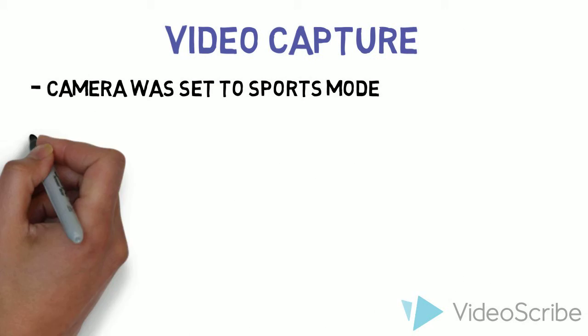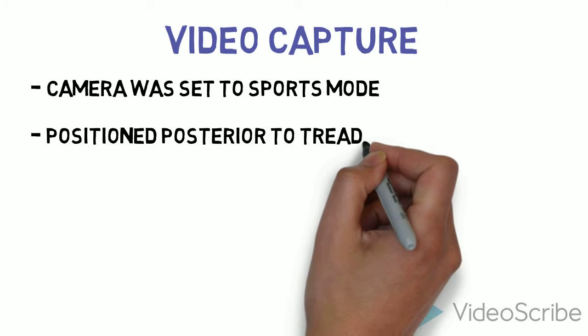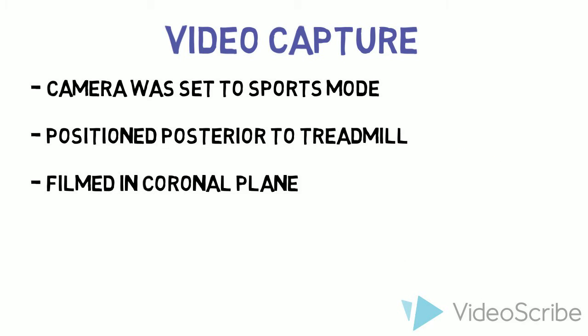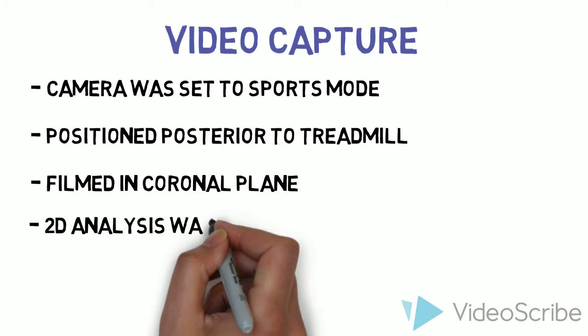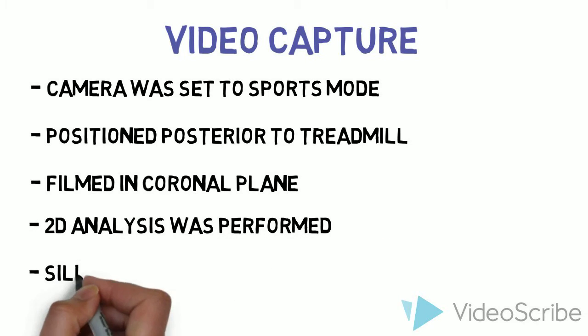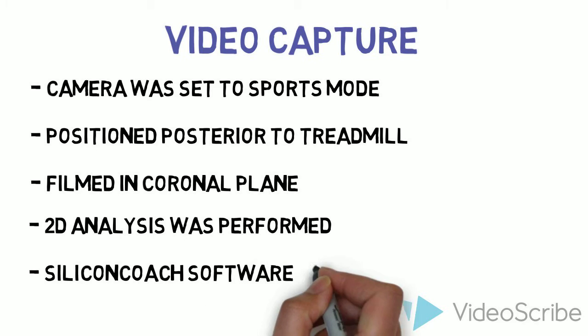The video camera used was set to sports mode and was positioned posteriorly to the treadmill, with filming taking place in the coronal plane to ensure all markers were visible. As both walking and running are performed in a single plane, 2D analysis was used to measure the angle of eversion.